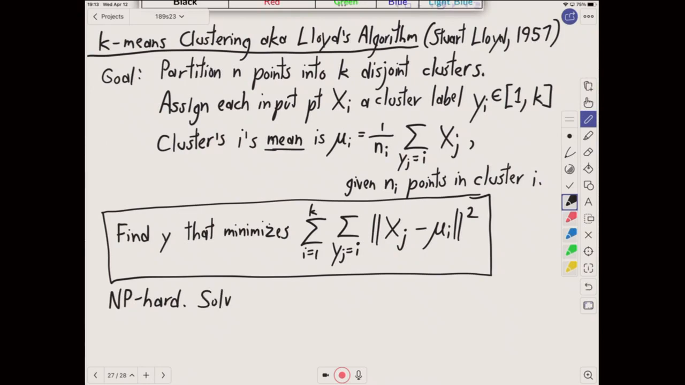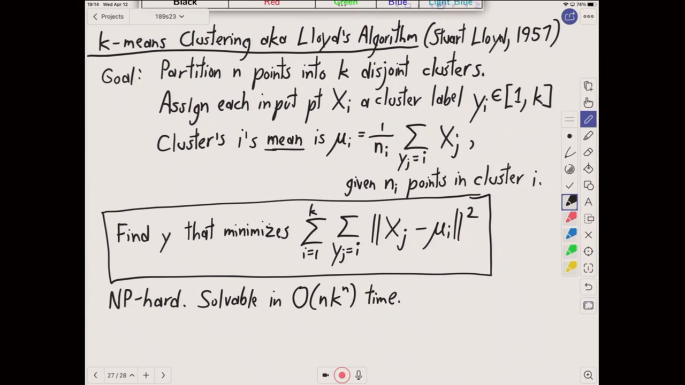That doesn't mean you can't solve it. There is a very simple algorithm that solves it in exponential time. You can find the optimal assignment in big O of n times k to the power of n time. And the way you do that is you just try every possible partition. There's only a finite number of partitions of n points into k clusters. Try them all, score each one, pick the one with the lowest score.